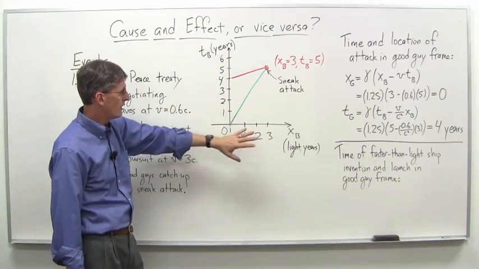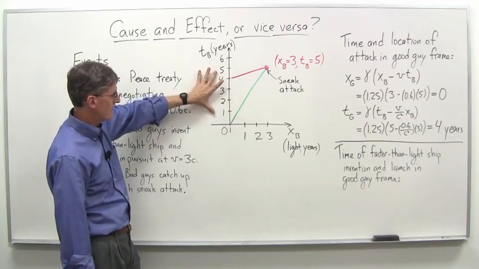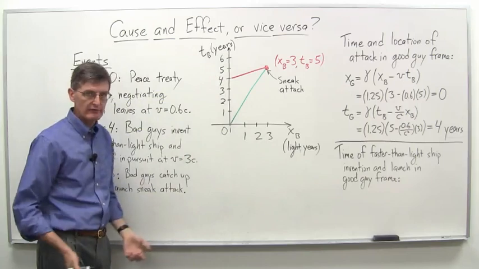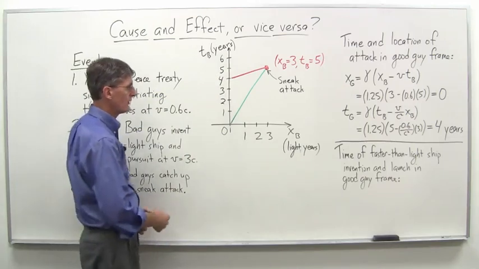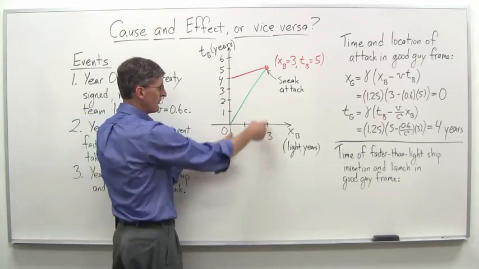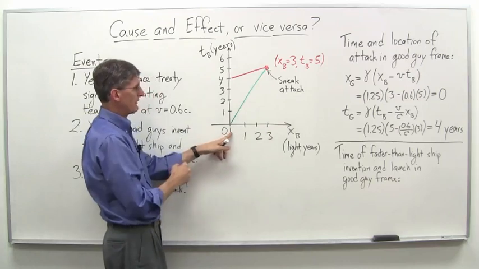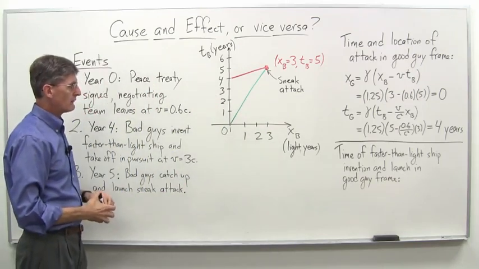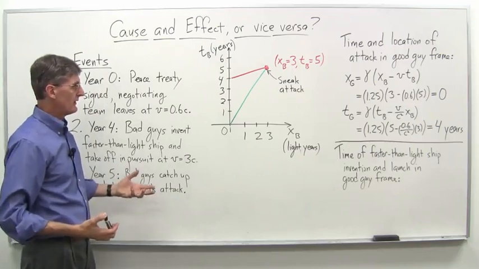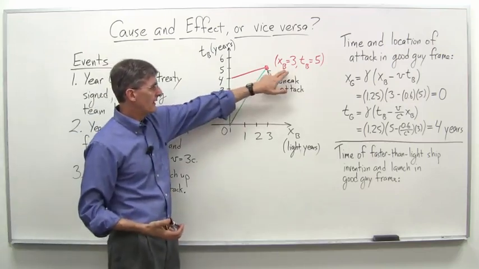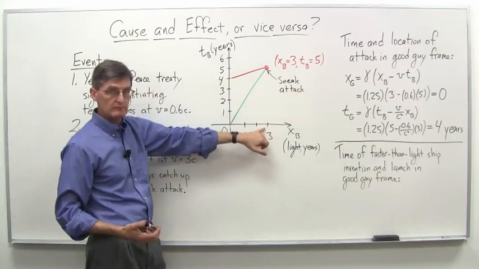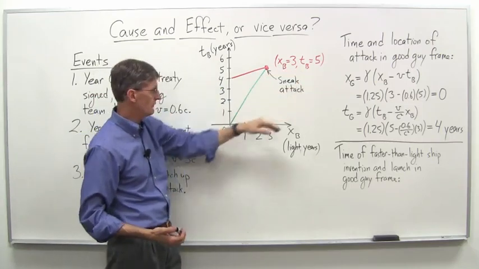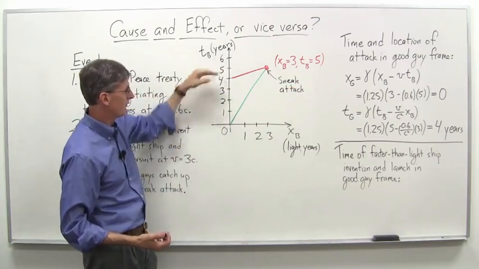And over 5 years then, the other ship goes 5 times 0.6 c, which again is 3 light years. Okay, so they both end up 3 light years away from the bad guy's planet there, and that's where the sneak attack occurs. And from the bad guy's perspective, that sneak attack occurs at x sub b equals 3, 3 light years away, and a time of 5 years. Okay, ticking off from 0 here.